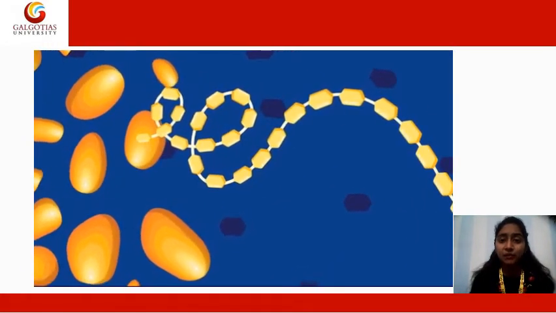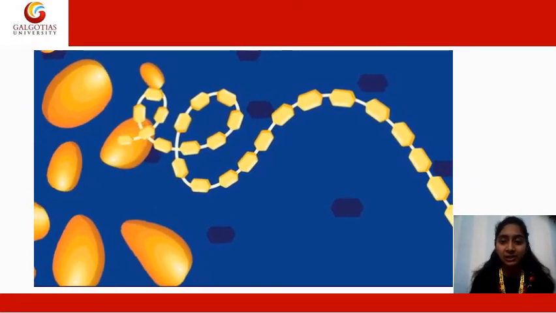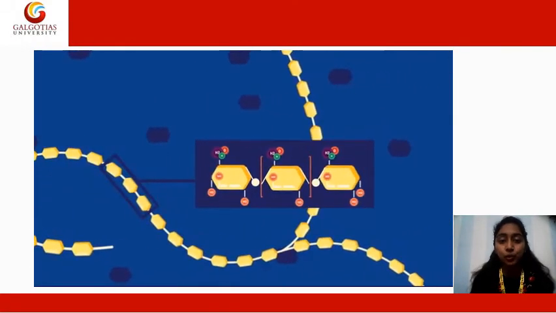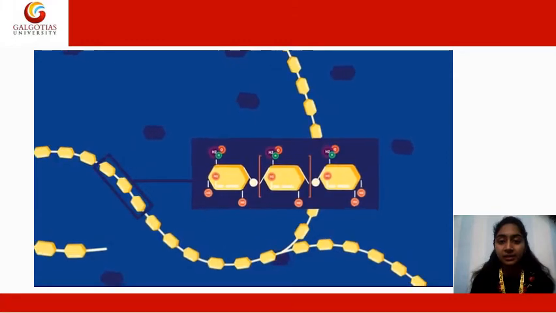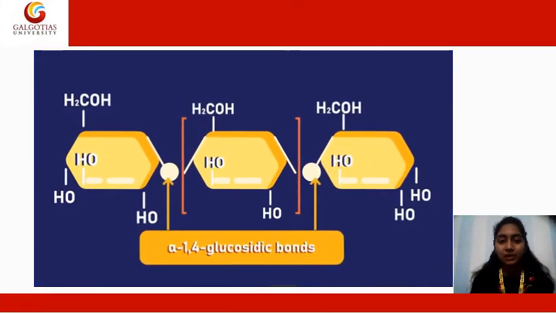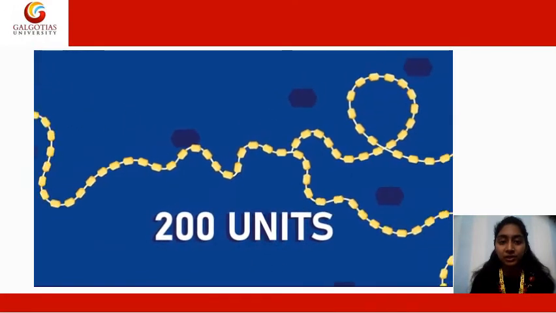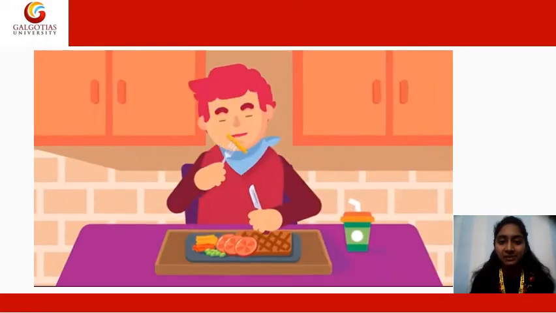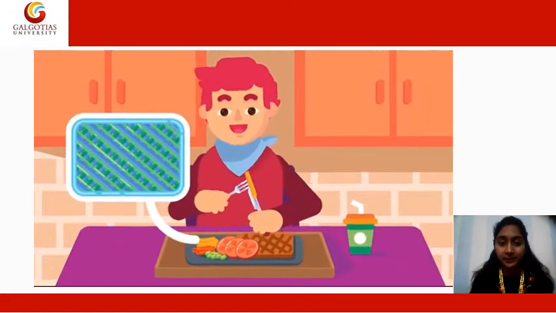It is made up of a very large number of glucose molecules condensed together to form chains of glucose units. And these are composed of straight or branched chains. The glucose units are linked by bridges or bonds, and the chains may contain as many as 200 glucose units.